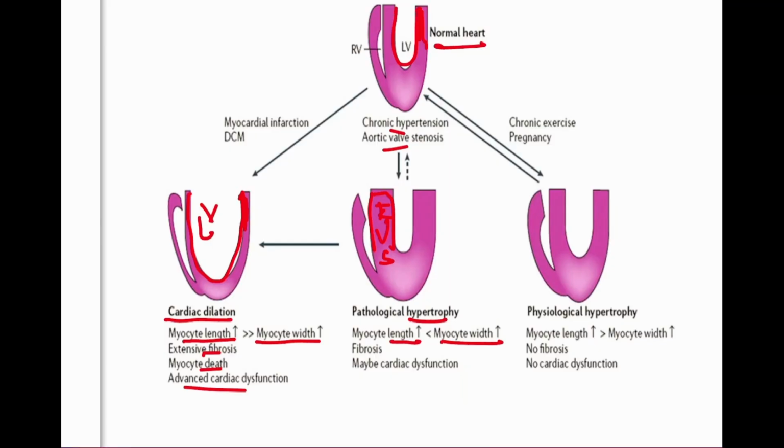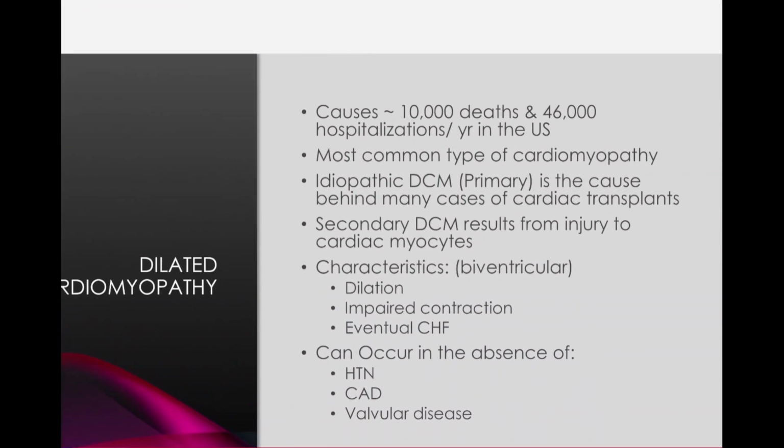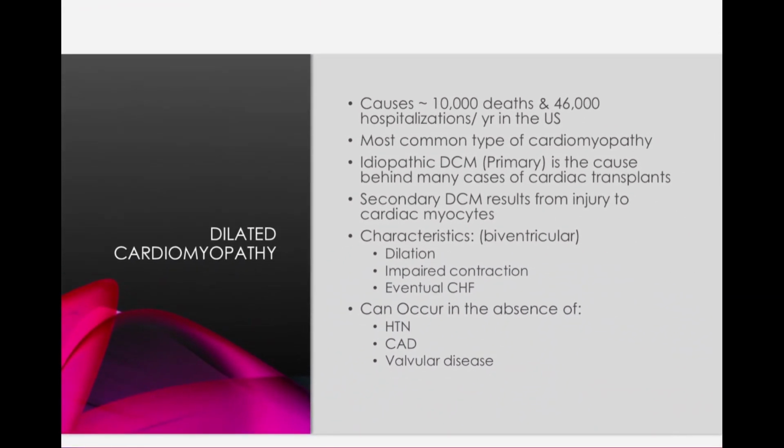On the right side, this is physiologic hypertrophy. The chamber size and the thickness of the walls are in proportion to each other. The heart will still have the right proportions in a physiologic hypertrophy due to exercise, so the heart will still function normally. And this is physiologic, which means it's a normal response, obviously mainly to exercise. So that's remodeling. So let's talk about dilated cardiomyopathies first.